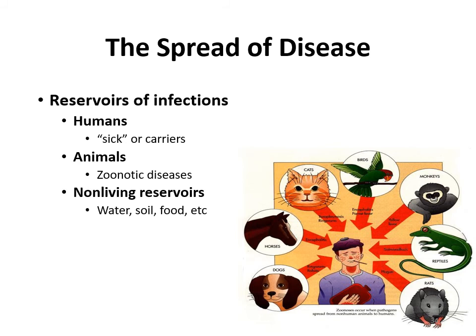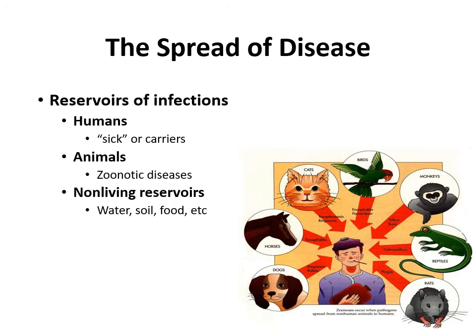The next one are the non-living reservoirs, and these include things like water, soil, food, air, okay? And when you look at all the reservoirs on this slide, from humans to animals to non-living reservoirs, including water, soil, food, you have to ask yourself, which of these reservoirs would you consider the most dangerous? And out of all of these reservoirs, you may be surprised to know, water is the most dangerous of all the reservoirs. Because think about it, you cannot live without water. You can't find any alternative if the water is contaminated, okay?